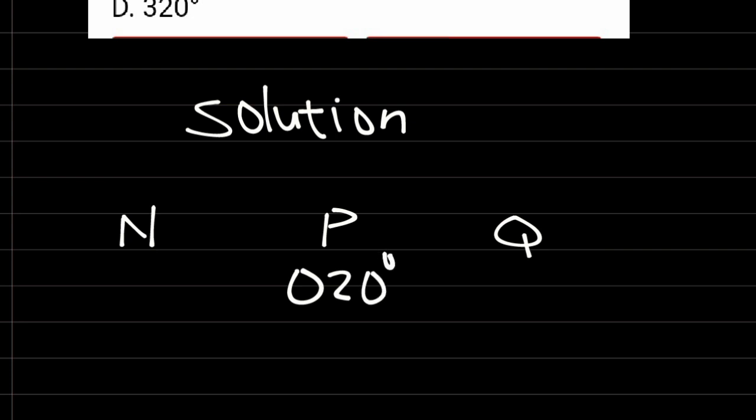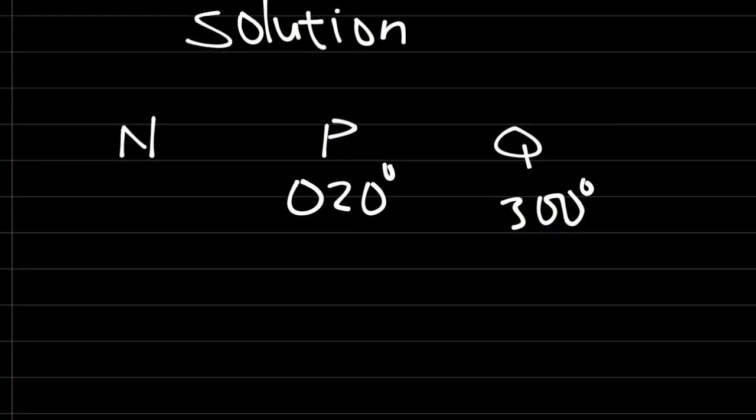We have 3 points, N, P, and then Q. The bearing of P from N is 020 degrees, while the bearing of Q from N is 300 degrees. These bearings are given in 3-digit bearing. But take note of something: when you are giving your bearing in 3-digit bearing, you have to follow two principles. Number one is that all measurements start from the north, and you take your measurement in a clockwise direction, but not in the other way around.